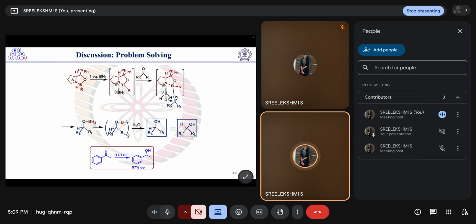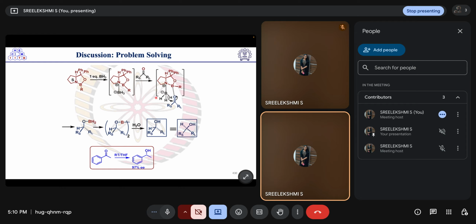Okay, so now if we are using one equivalent of BH3 along with this particular catalyst, it can interact with this nitrogen and form this kind of intermediate. Then, when we treat it with this ketone, this boron will coordinate with this ketone, and it will form this kind of compound. As we know, this is the small group and this is the large group here. So when this proton is transferred from the borane to this ketone, this bond will migrate over here, and it will form this particular intermediate.